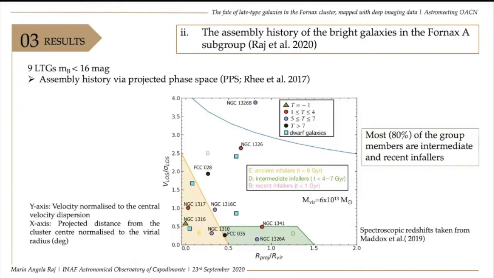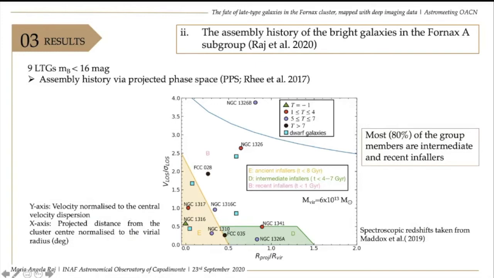So let's look at the assembly history. We take spectroscopic redshifts from Maddox and collaborators, and we study the assembly history via projected phase space, as explained by Rhee and collaborators. According to this diagram, the y-axis is the velocity of galaxies normalized to the central velocity dispersion. On the x-axis, we have the projected distance normalized to the virial radius.